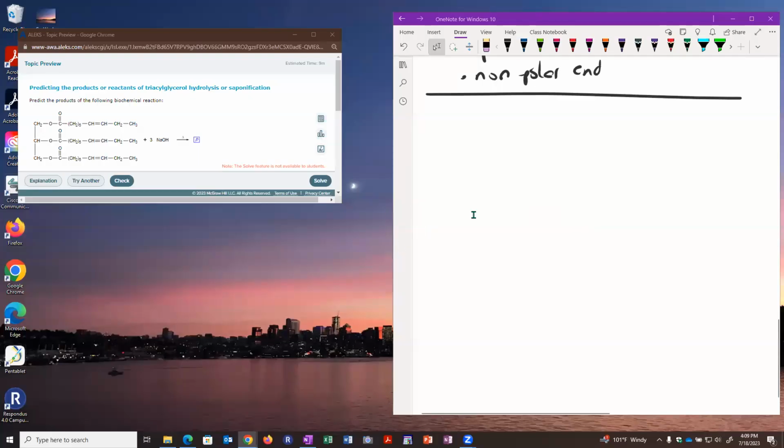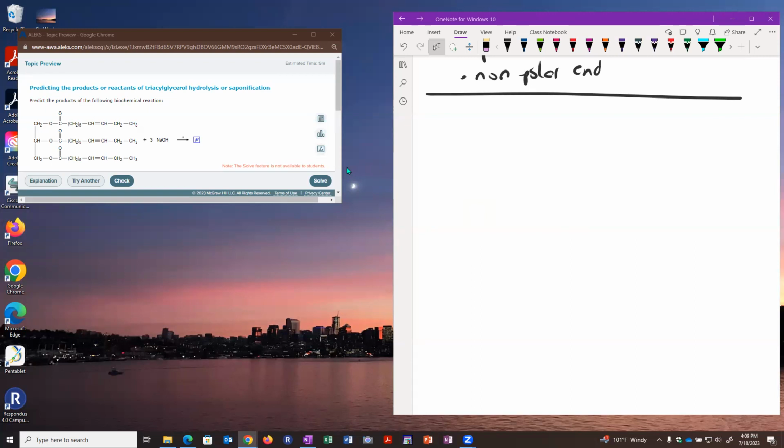All right, and in this question, we're taking a look at the breakdown or the hydrolysis of triacylglycerols, either under acidic or basic conditions. So regular acidic hydrolysis, or under basic conditions, that would be saponification. So in this case, we're asked to provide the products. In some cases, you'll be asked to work backwards and provide the reactants.